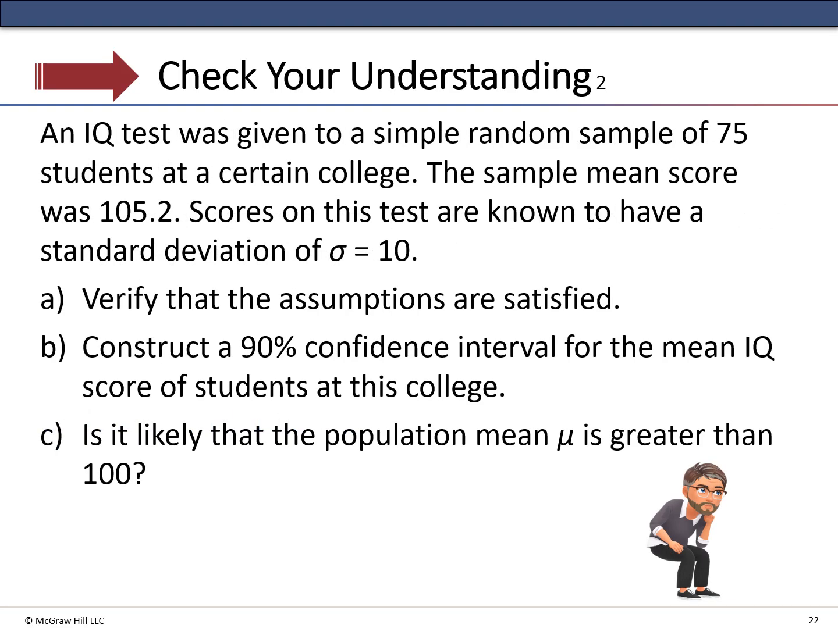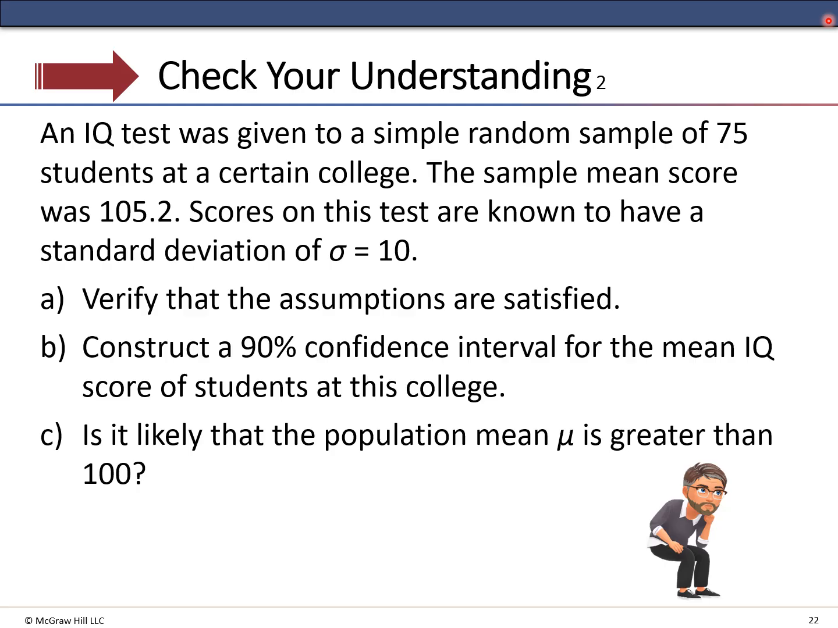Again, we have a couple more sample problems here based upon what we've already done. So the first thing we do is verify the assumptions are satisfied. We have a simple random sample. We have 75 students, so that's our sample size. And we know the standard deviation. So the assumptions are met. We can go through and construct a 90% confidence interval the way we've done in the last exercises.